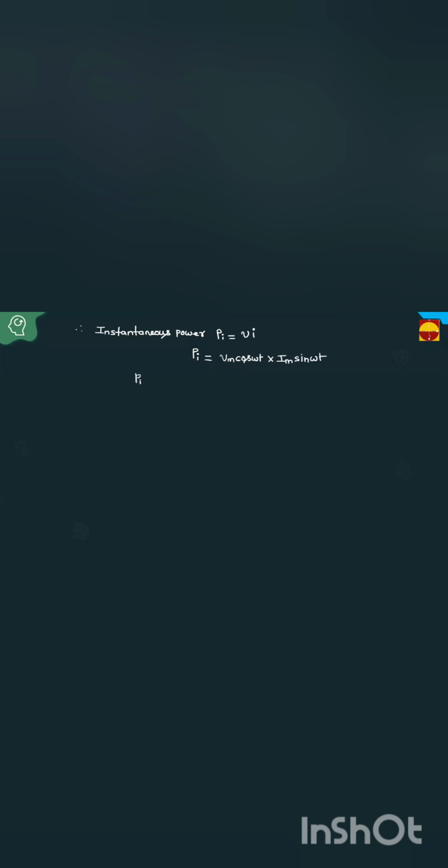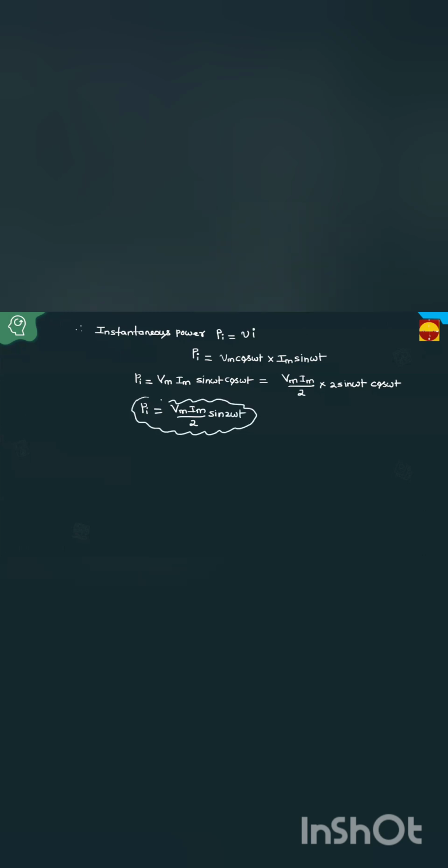Then what is the instantaneous power? Vm Im sin omega t cos omega t. Multiply and divide by 2: Vm Im by 2 into 2 sin omega t cos omega t. Then the instantaneous power is Vm Im by 2 into sin 2 omega t.